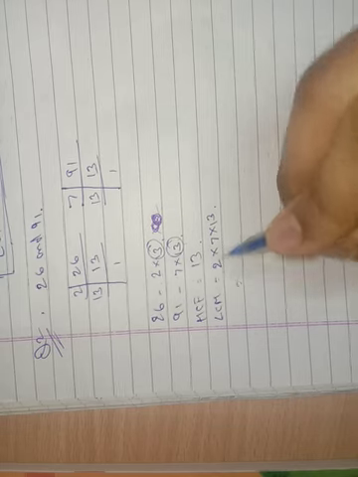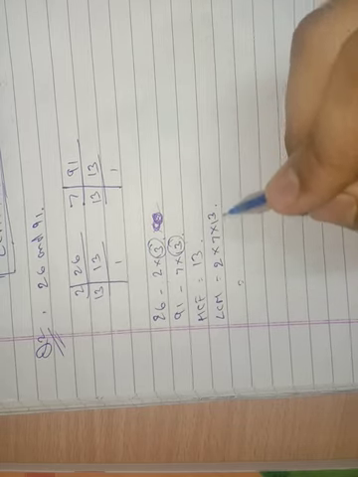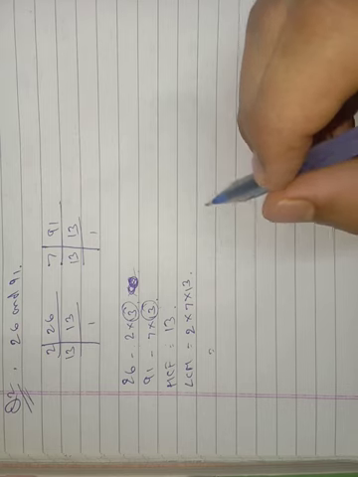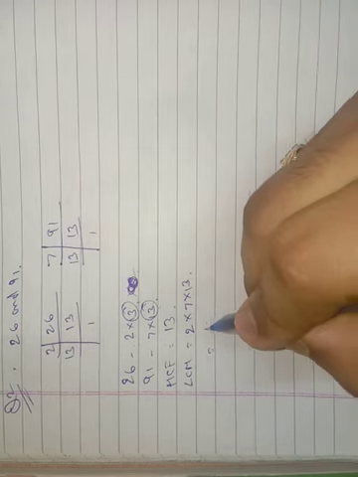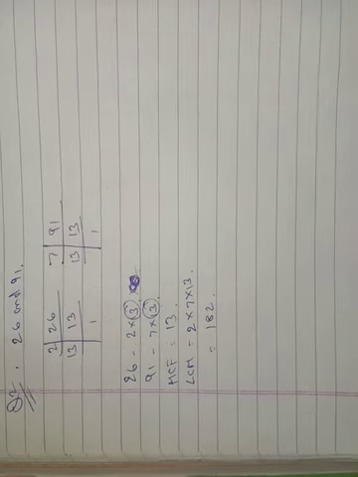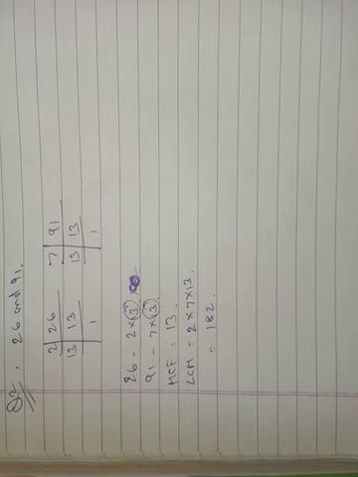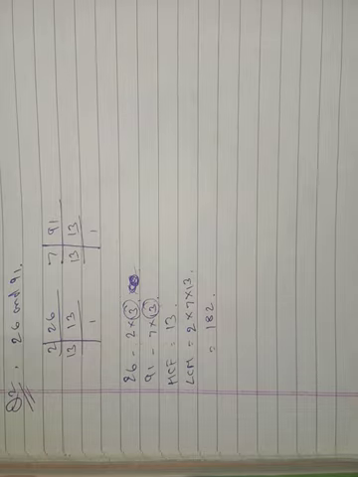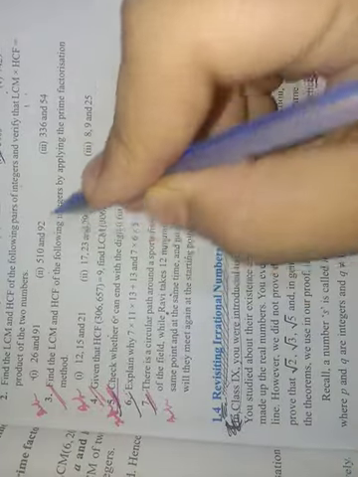Now 2 7s are 14, and 14 into 13. So when you multiply it you will get 182. Now this is the HCF and LCM. One more part is there, that 510 and 92. If you go for the second part, 510 and 92. Third part is your homework. That 510 and 92 we will do.